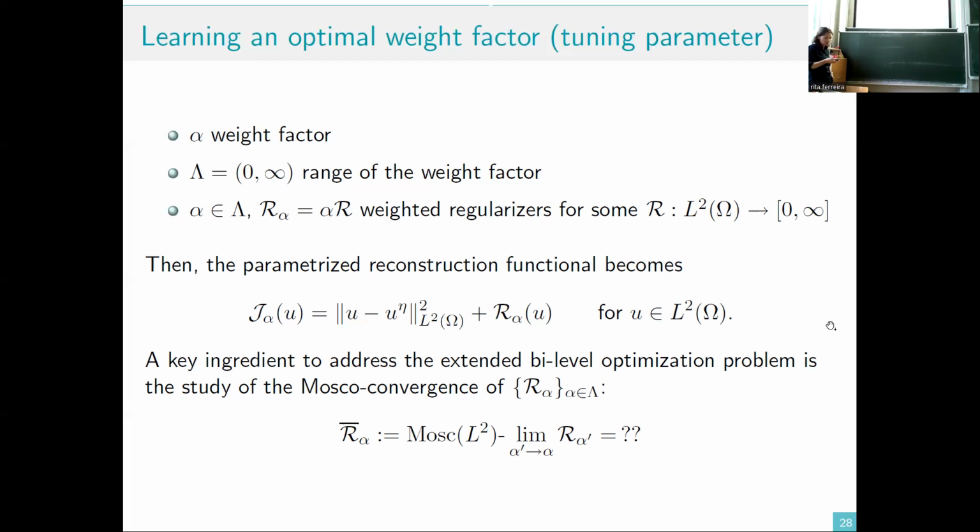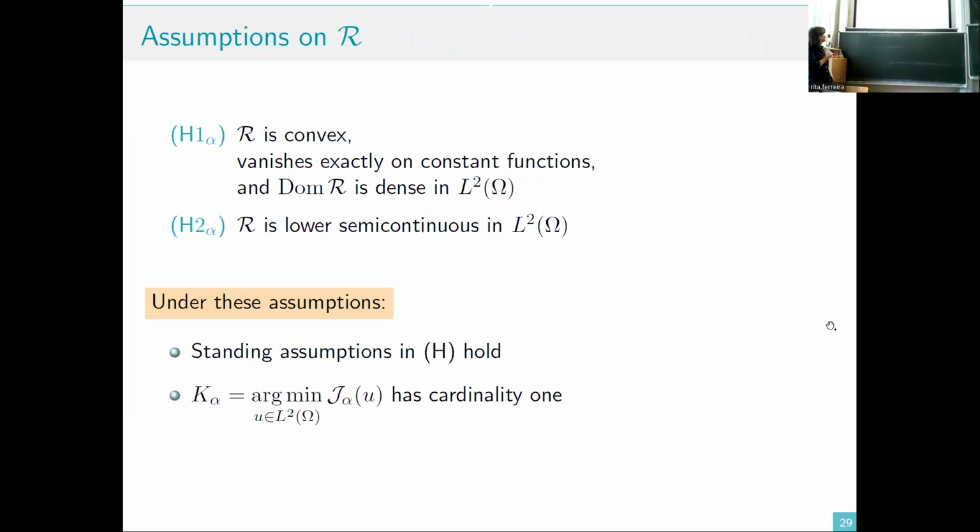And of course, this does not go without assumptions. So let me first tell you what the assumptions are. We assume that R is convex. It vanishes exactly on the constant functions, and the domain is dense in L2. And we assume also that R is lower semi-continuous in L2. And under these assumptions, then the standing ones, remember the domain not empty, and they are weakly lower semi-continuous, this holds true, because convexity plus lower semi-continuity gives weak lower semi-continuity. And also, there is always an existence of minimizers for the reconstruction functionals. Of course, you always want to make sure that you are not working with an empty set.